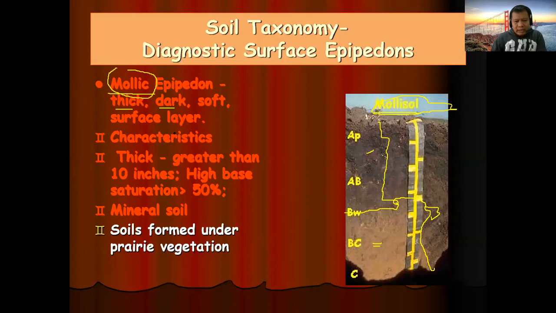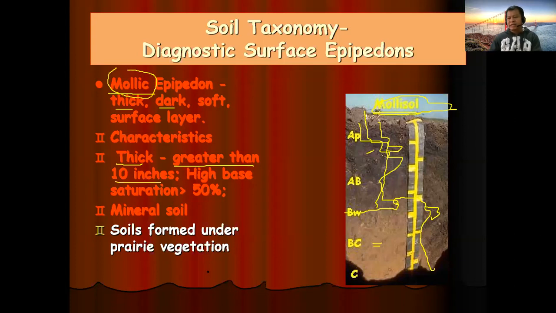So ano yung characteristic ng mollic epipedon? Yes, sinabi doon, thick. Ang thickness niya is greater than 10 inches. So this one, probably, this portion is greater than 10 inches. Okay? And another characteristic niya is high base saturation. Pag sinabing base, as opposed to acidic, so basic and acidic, so high base saturation. High base saturation of more than 50%.